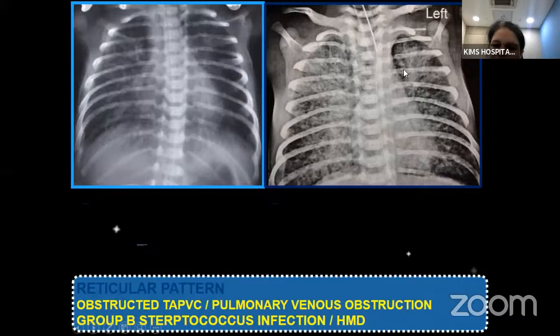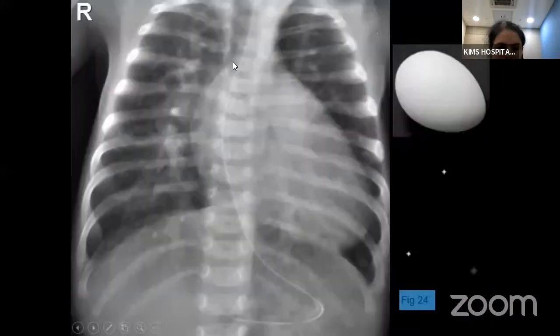There is a reticular pattern here. These are black lines interspersed with a white background. This is seen in one of these 3 conditions: obstructive TAPVC or pulmonary venous obstruction of any other cause, like absent pulmonary veins. Or it may be seen in early onset sepsis pneumonia, usually caused by group B streptococcal infections, or with classical hyaline membrane disease. The absence of cardiomegaly is again one of the features of obstructive TAPVC.